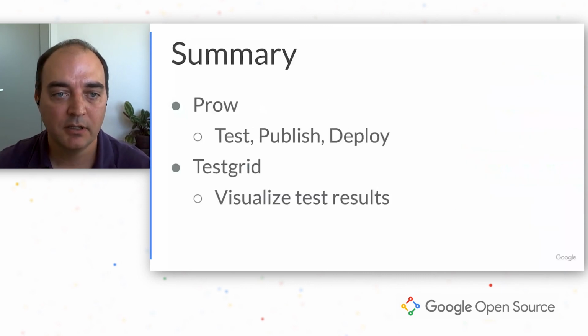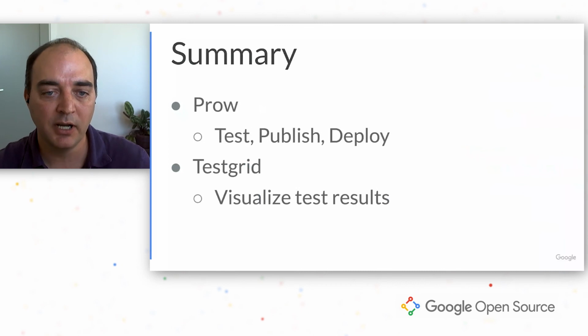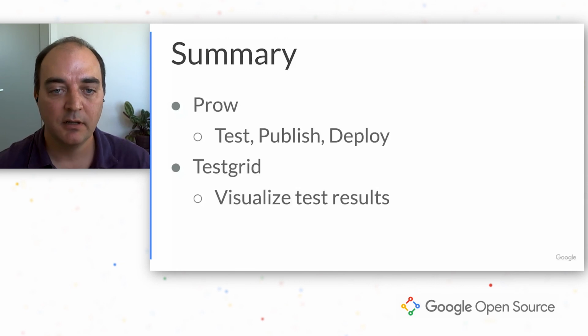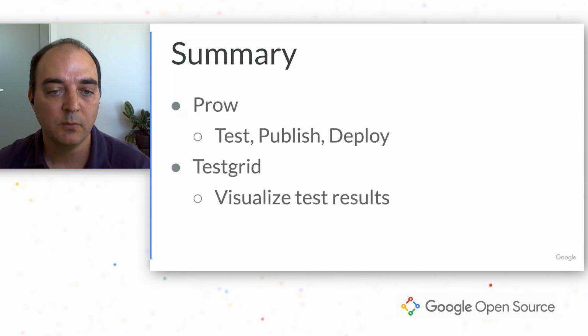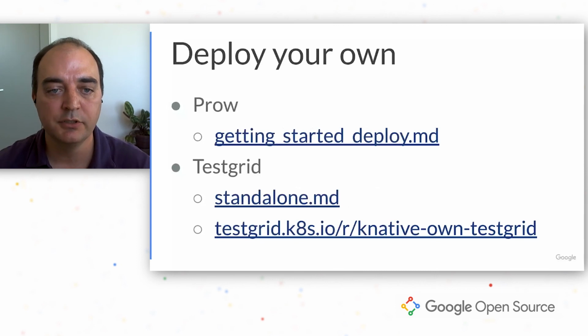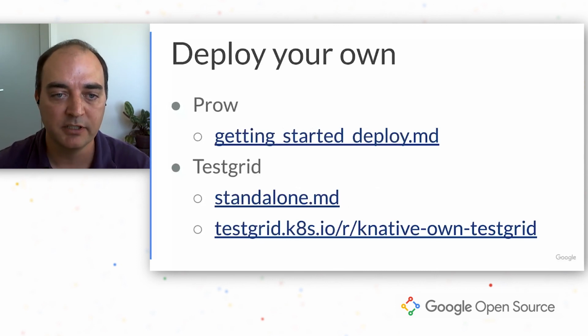So, in summary, we showed you how we use Prow to test Testgrid, publish new versions, and then upgrade our cluster. Then we also talked about how Testgrid can help you visualize testing that has been happening recently for your system and find interesting information. If you want to try either of these things, you can go to our Getting Started Deploy documentation for Prow, and then look at the standalone Testgrid documentation.